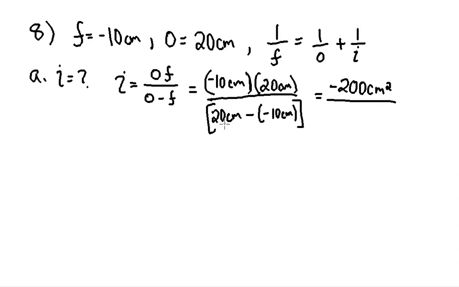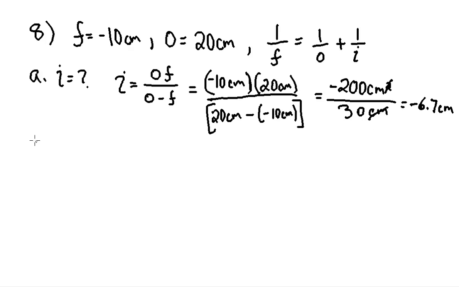Divided by 20 minus negative 10, which is the same as 20 plus 10, which is 30 centimeters. So this square centimeter cancels out this centimeter. Negative 200 divided by 3, well, this 0 cancels out this 0, so it's like negative 20 divided by 3, which gives us negative 6.7 centimeters. So that's where this image is located.